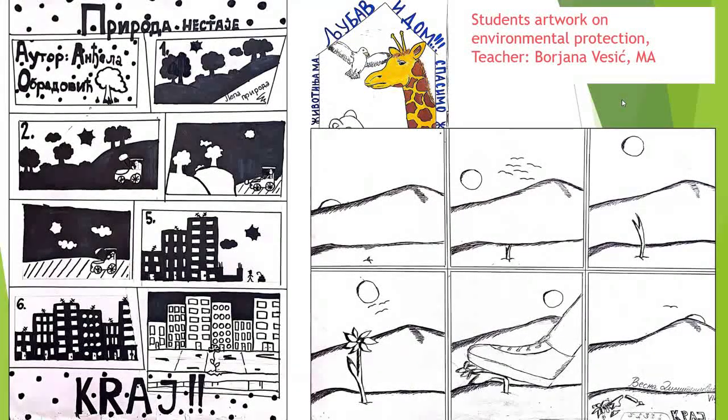And on the second comic, you can see symbolically a human foot destroying a flower, which represents symbolically the attitude of humanity towards environment.